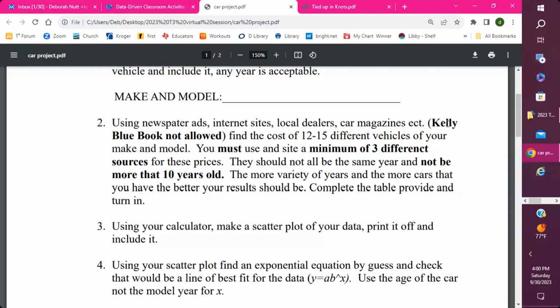I also had to learn from my mistakes and say they couldn't use the Kelley Blue Book, because one year I had a student that got like 10 of their 11 or 10 of their 12 data pieces from the Kelley Blue Book. And they had a wonderful scatter plot and a line of fit that went through every single point, because I realized that Kelley Blue Book really uses a regression equation to come up with possible prices and suggestions.